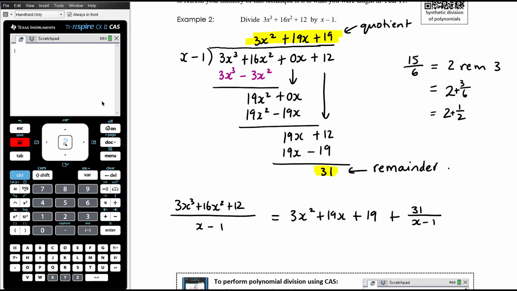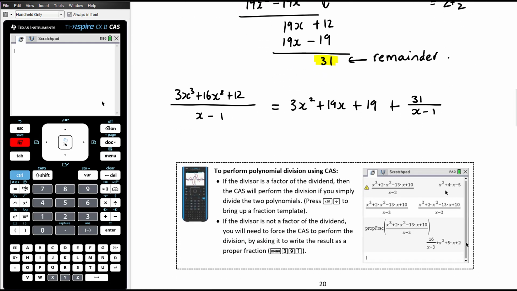To perform polynomial division using CAS, you won't really need to, because the main reason you're going to be doing polynomial division in methods is because you're trying to factorise a cubic or solve a cubic, in which case you would just use your CAS to factorise or solve. You wouldn't actually do the long division. However, it is possible to get your CAS to do a division. So if I just type in this division, there's nothing special about it. There's no special instruction for divide. You just type that divided by that.